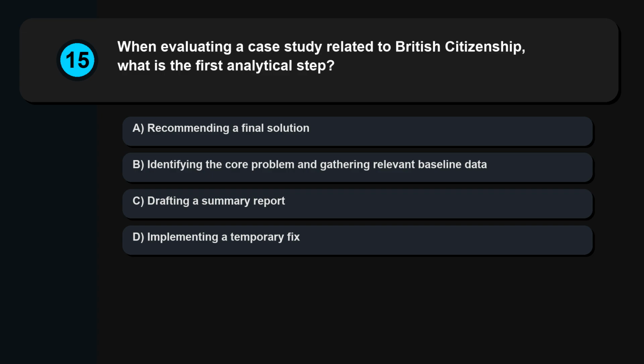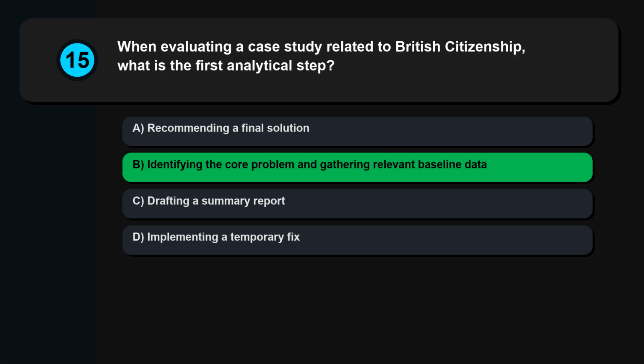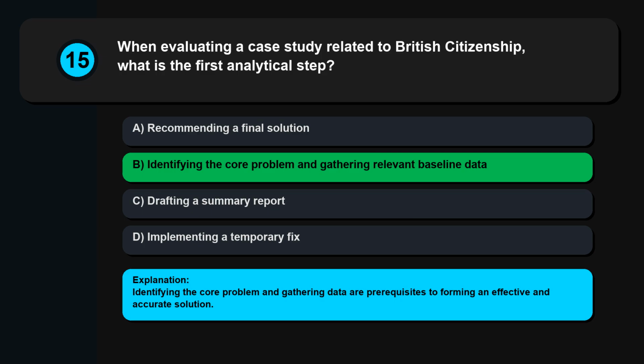Question 15. When evaluating a case study related to British citizenship, what is the first analytical step? Recommending a final solution, identifying the core problem and gathering relevant baseline data, drafting a summary report, implementing a temporary fix. Identifying the core problem and gathering data are prerequisites to forming an effective and accurate solution.